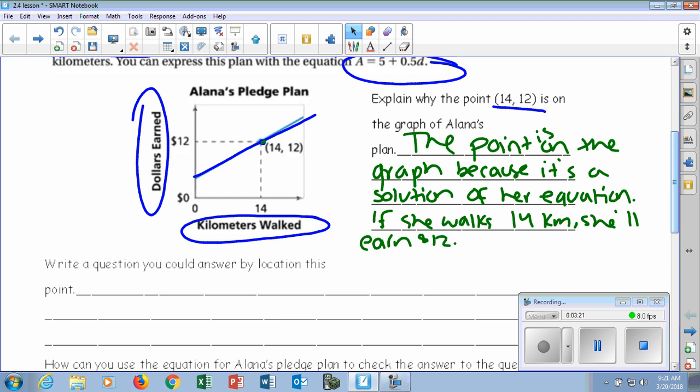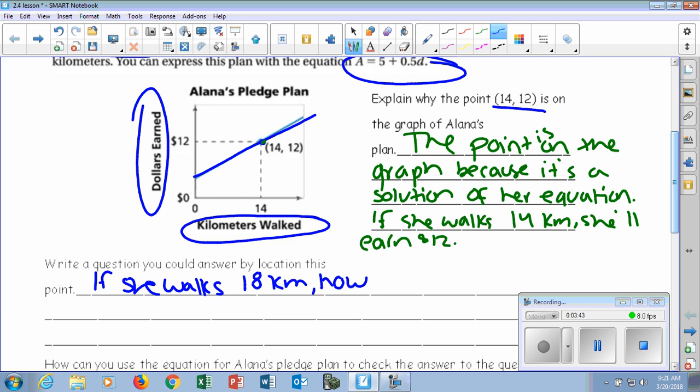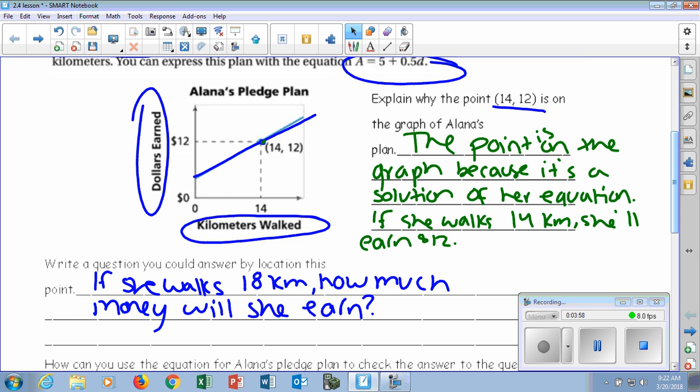Lily? How much money will she earn? Okay. We can say that. If she walks 18 kilometers, how much money will she earn? That's a good one. Okay, I like that one, Lily.